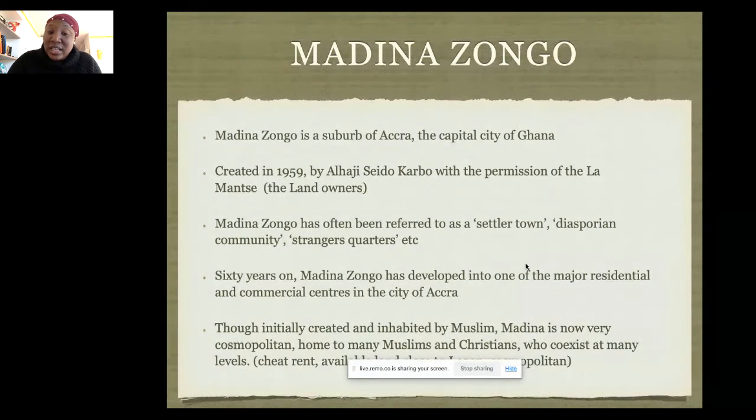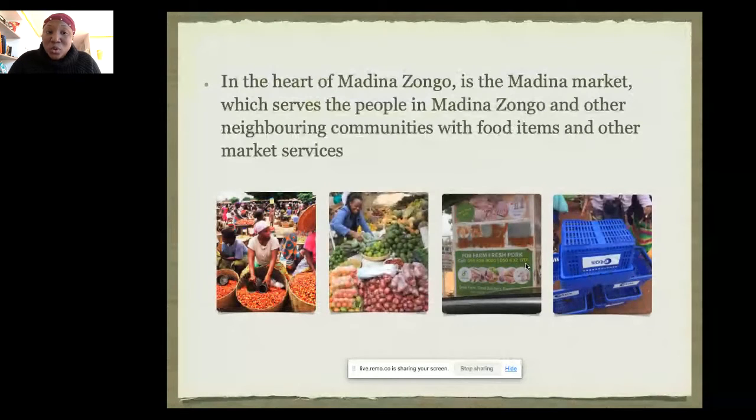Though it was initially inhabited by Muslims, now one can say that it's very cosmopolitan, home to many Muslims, Christians, and even practitioners of indigenous African religion. And in the heart of Madina Zongo is the Madina market. So these are pictures of what really happens on the day-to-day bustling market of Madina.